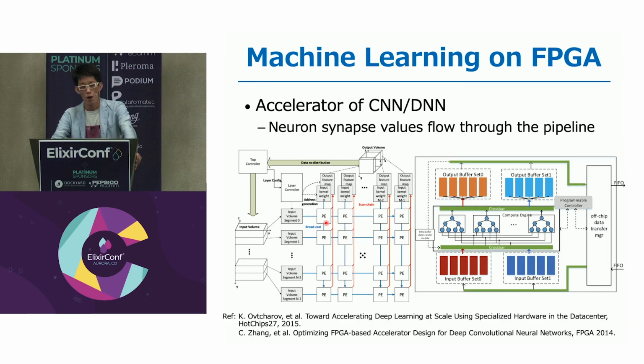I think you like machine learning and AI applications. The structure of a neural network is often expressed as an array of numbers. Please remember the structure of FPGA. FPGA's systolic array architecture is suitable for the structure of a neural network. So neuron and synapse values flow through the pipeline as a circuit.